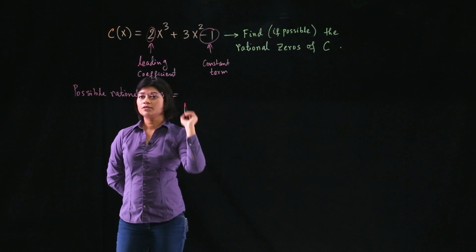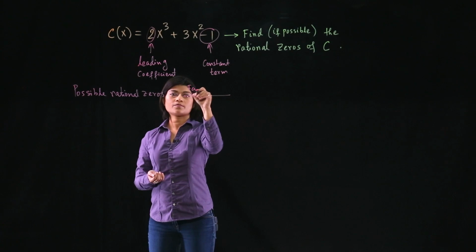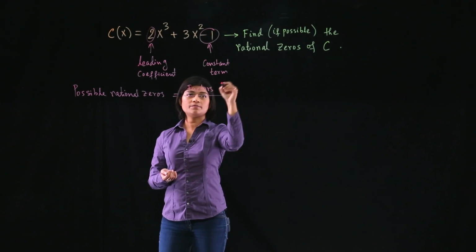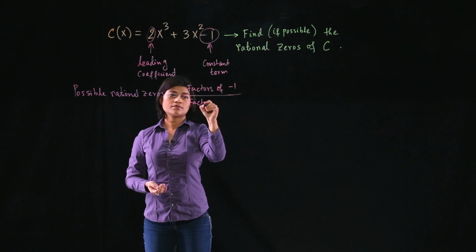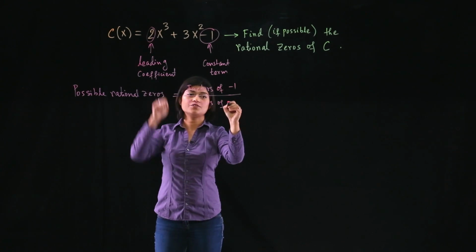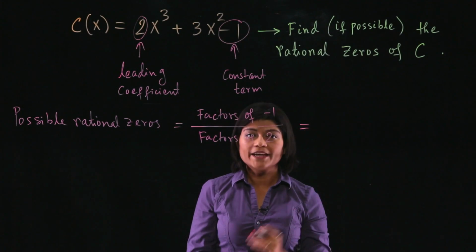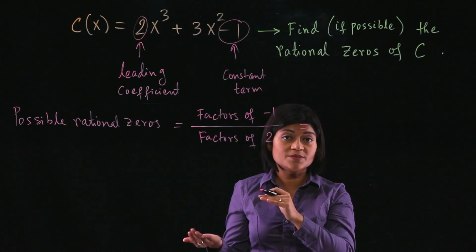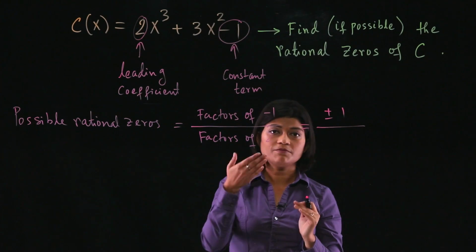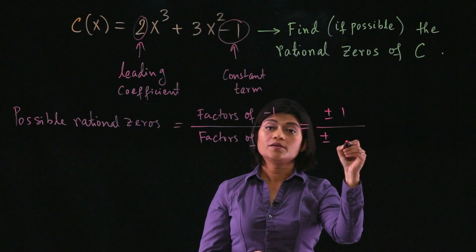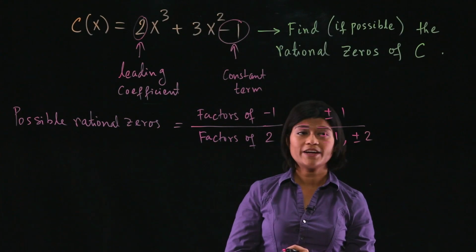of the function can be determined by taking the factors of the constant term divided by the factors of the leading coefficient, which is 2. So, let's think about it. What are the factors of negative 1? Well, they are either positive 1 or negative 1. So, we have plus or minus 1 in the numerator. And what are the factors of 2? Well, they are either plus or minus 1 or plus or minus 2. Those are all the factors.